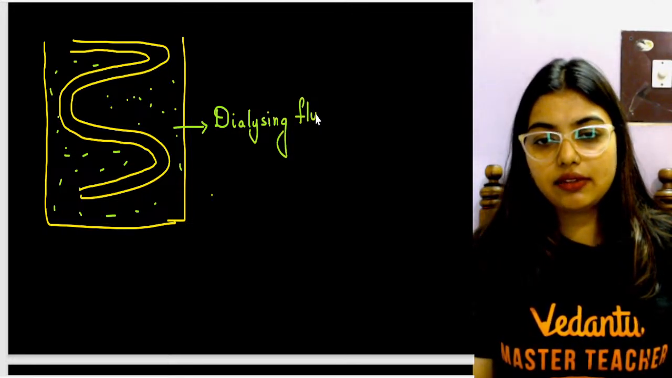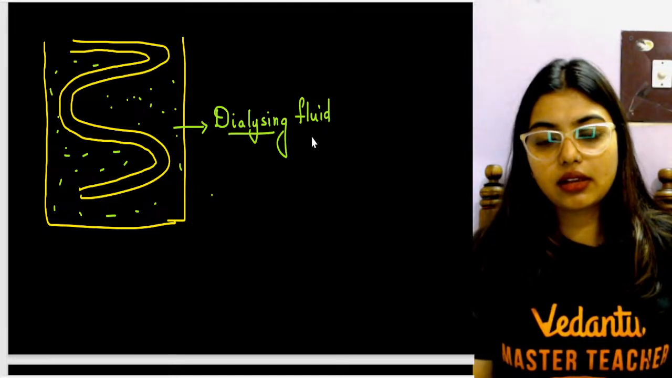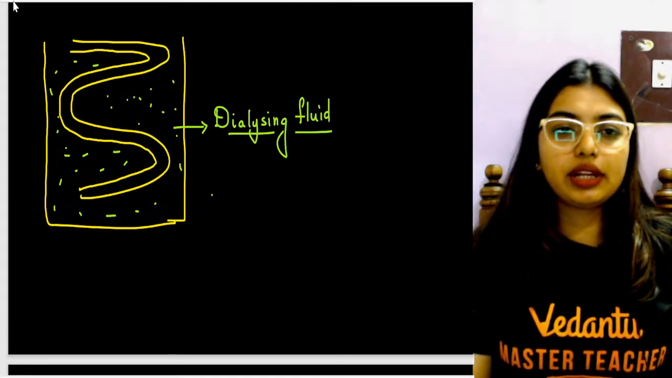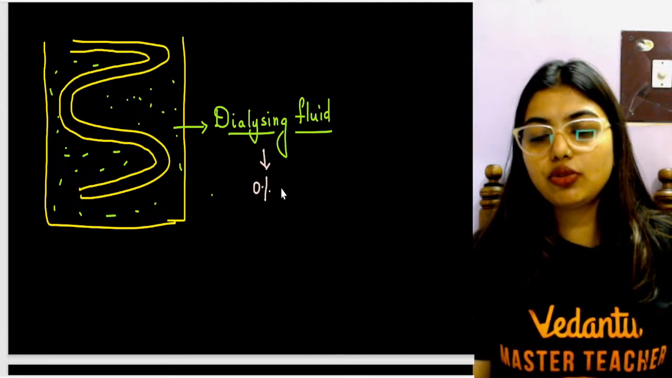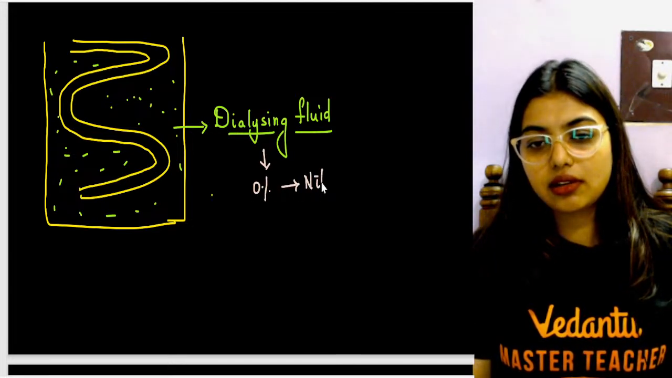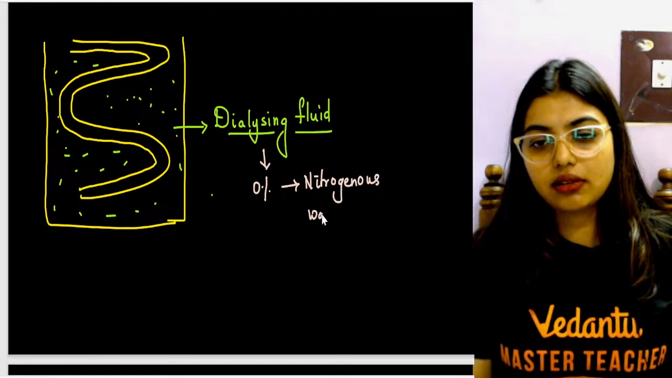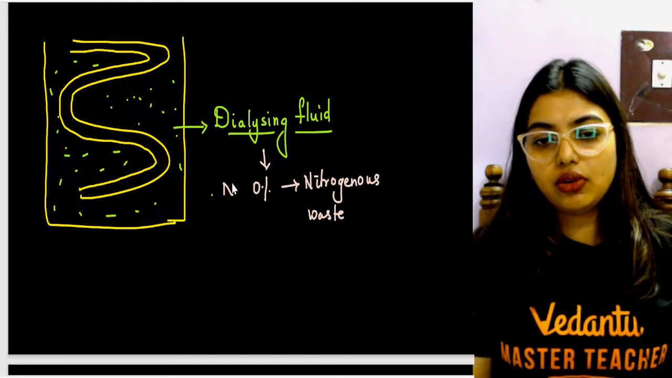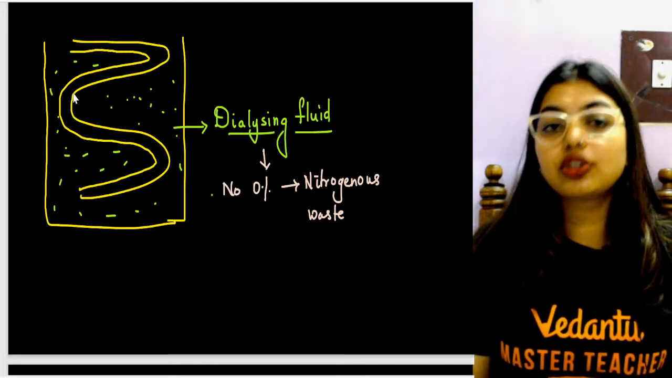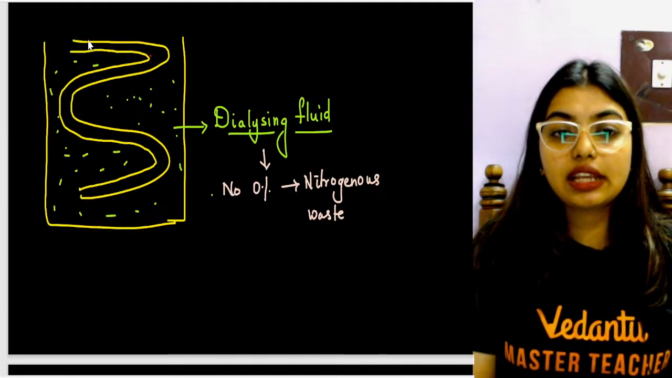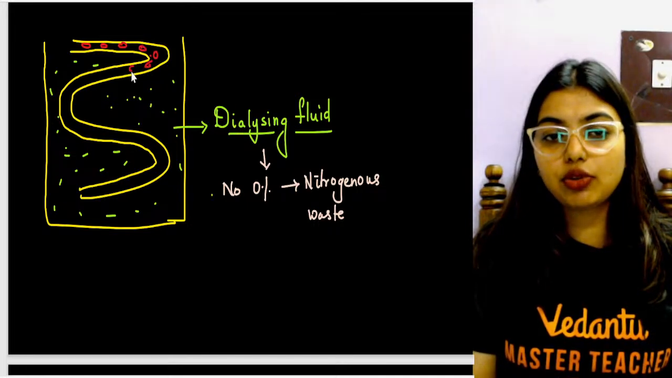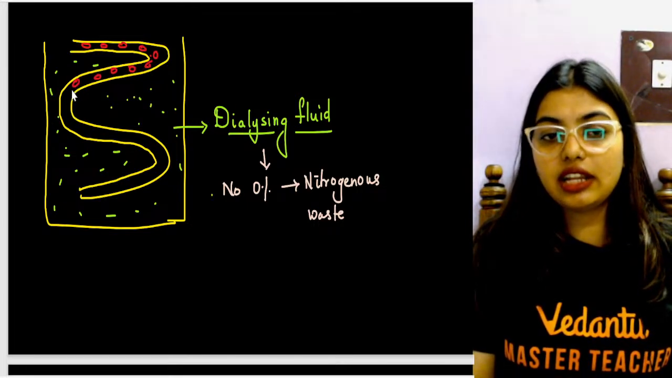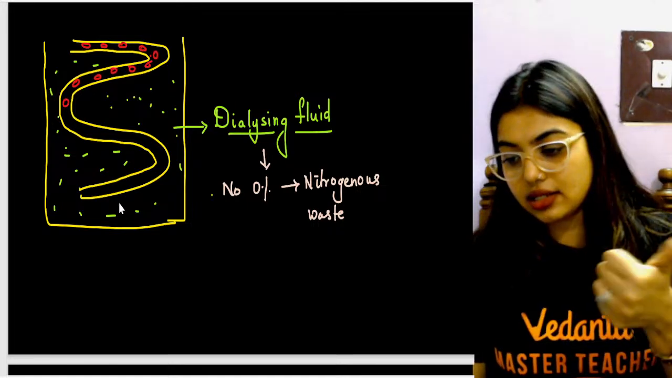Okay, dialysing fluid. Now this dialysing fluid will have 0% nitrogenous waste. Absolutely no nitrogenous waste. Understood? Why shouldn't it have nitrogenous waste? Because students, the blood that we are taking from the person is rich in nitrogenous waste. That's why we're doing purification, because the kidney has failed. Renal failure will require hemodialysis. Okay?